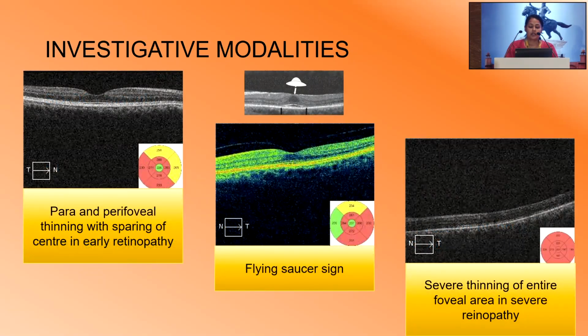These are the OCTs of some of the patients from our study. They show a relative sparing of foveal center till advanced disease. The characteristic flying saucer sign-like picture is also noted in the middle photo.